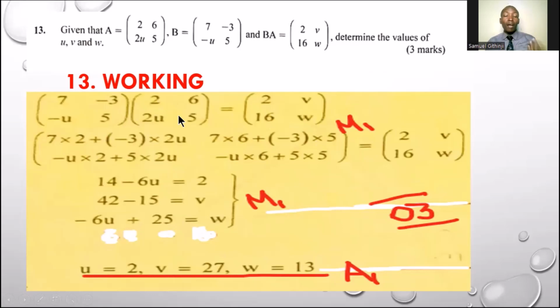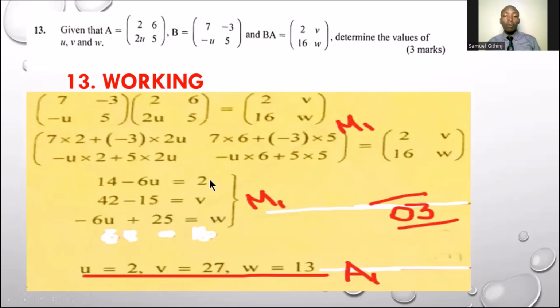But remember that will have u, and I already have one equation with u. The other one will be I multiply negative u times 6. I get negative 6u. Then plus 25, 5 times 5, equals w, the element in the second row, second column. So second row, second column. So with the 3 equations, I'm good to solve.